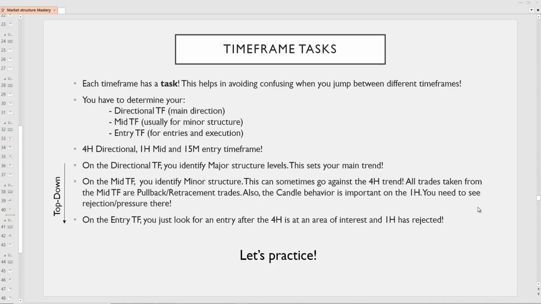For example, you can see an uptrend on the 4 hourly, but you can see a downtrend on the hourly, and you're like, do I take a long or do I take a short? And this is something that a lot of people are confused about, and I'm gonna try to make it super clear for you so that you can actually avoid this.